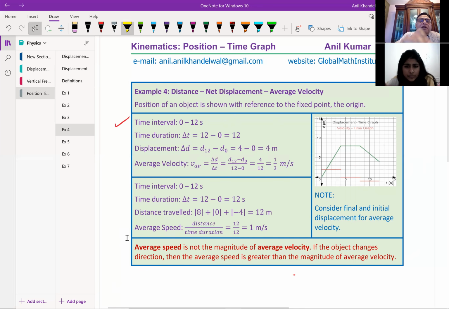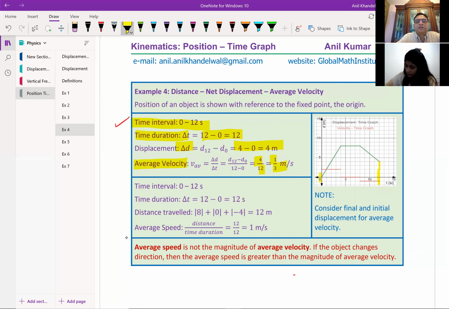This time, for the total interval from 0 to 12, what is the time duration? The time duration is 12 minus 0, which is 12. And the net displacement is 4 minus 0, which is 4. Therefore, the average velocity, as we calculated last time, is 4 over 12, which is 1/3. So 1/3 meters per second.